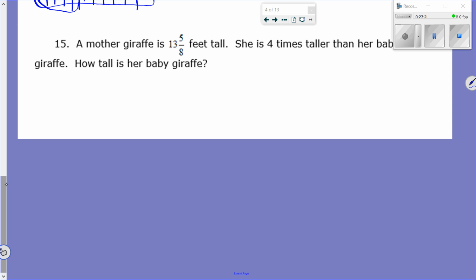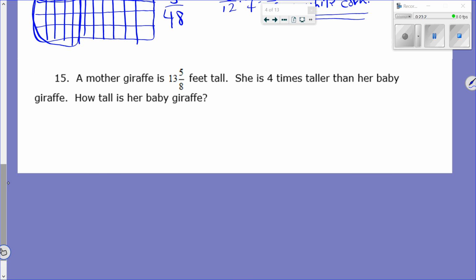Number 15, I'll be honest with you guys, this is probably the most difficult question on the test because of how it is worded. You have to be careful. So Mother Giraffe is 13 5/8 feet tall. She is 4 times taller than her baby giraffe. How tall is her baby giraffe? So what are we doing in this one? Dividing. So even though it says 4 times, you have to read the question. She is 4 times the baby, but I want the baby, meaning I need to do the opposite, which is divide. So I'm taking my 13 5/8, dividing by 4.